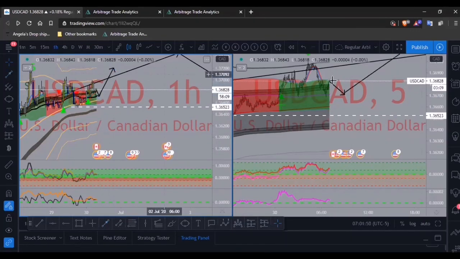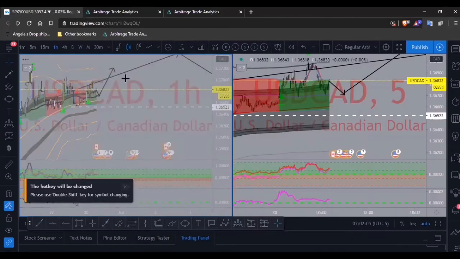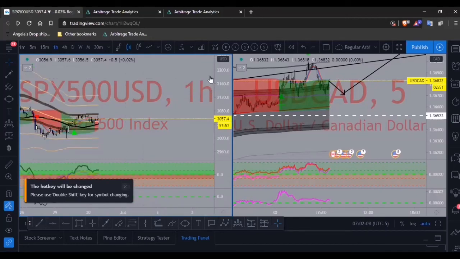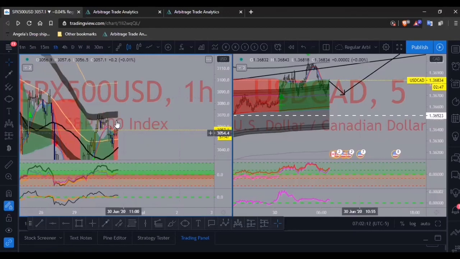So that 10 pips is going to make or break me. I'm already in 3 trades, so I'm good regardless. SPX 500. Now, my head is telling me to stay away from this, but I don't know how I feel about that. Damn, that was a nice whip to the upside.